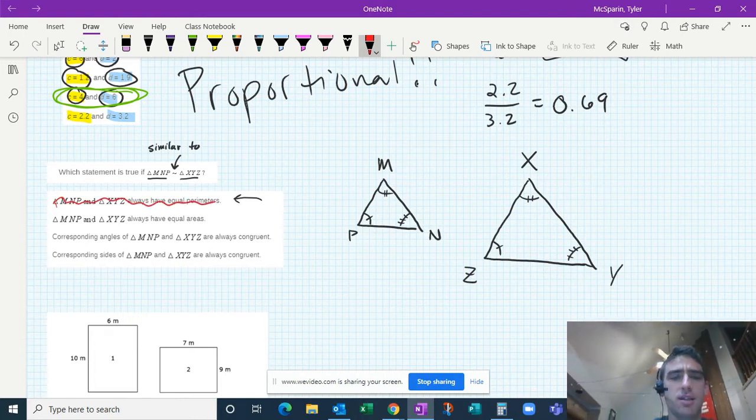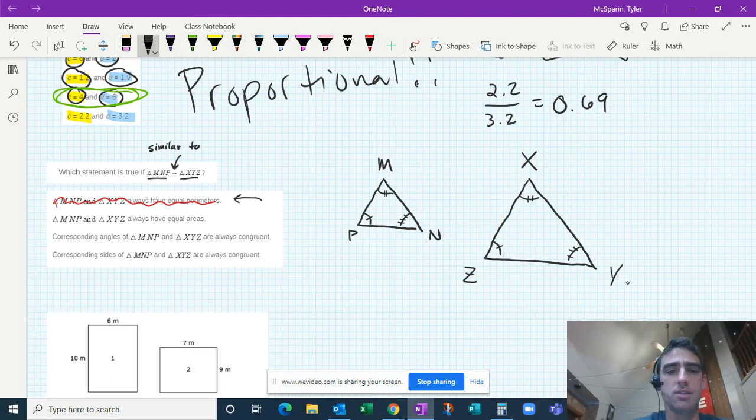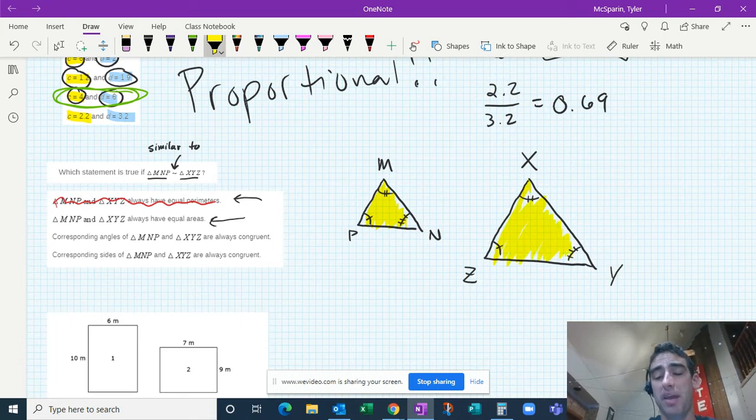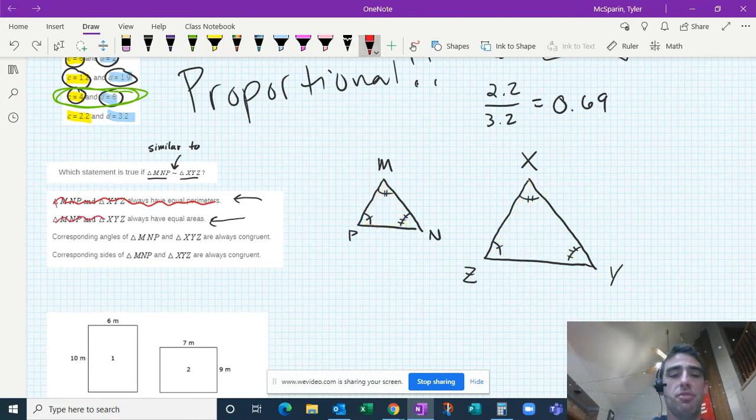Now, the second one says that the two have equal areas. Well, if we think about that, that means that the space inside of the triangles are the same. And that is certainly not true because, again, XYZ is bigger. So the space inside just can't be the same. So that is also not true for similarity.